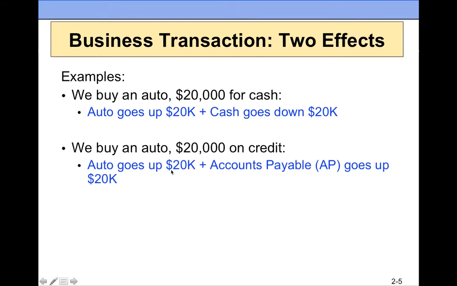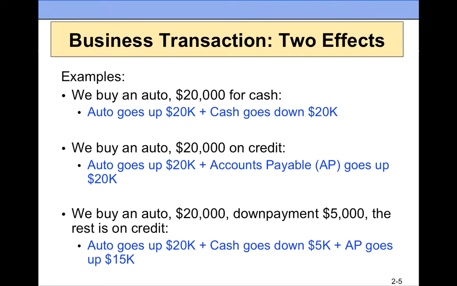A little bit different example, we buy an auto on credit. I'm simplifying here, I'm not talking about loans. So we're paying with, let's say, credit card. So now an auto goes up $20,000. And an account called accounts payable, AP, also goes up. And we will call it a liability. So we have two accounts impacted. In this example, both of them go up. So that's fine, but we have two impacts, two effects on our accounting system.